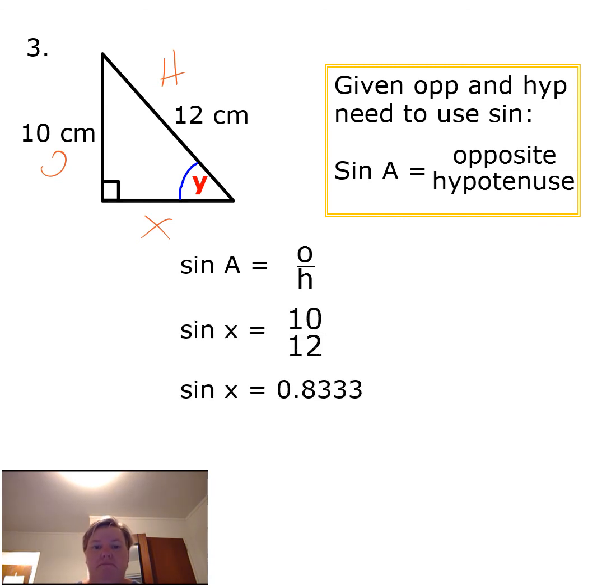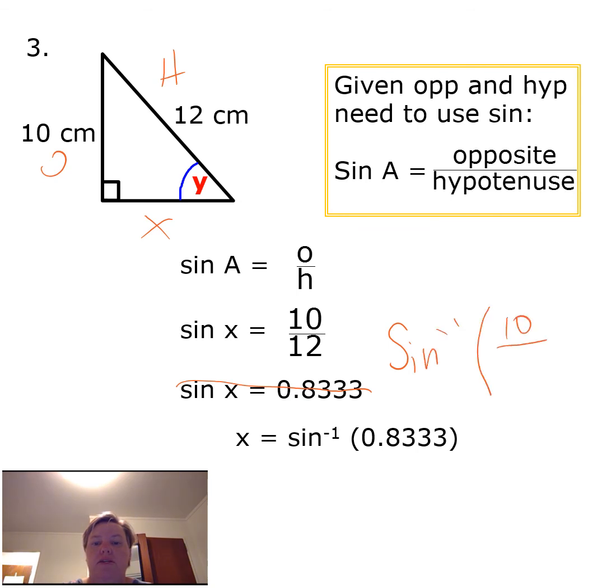Chuck her in. Again, with this one, I don't tend to worry about that line. And I just chuck this in. So I would go sine -1 of 10 over 12, or 10 divided by 12. Make sure it's in a bracket. And Bob's your uncle. There is the very beautiful angle, 56.4.